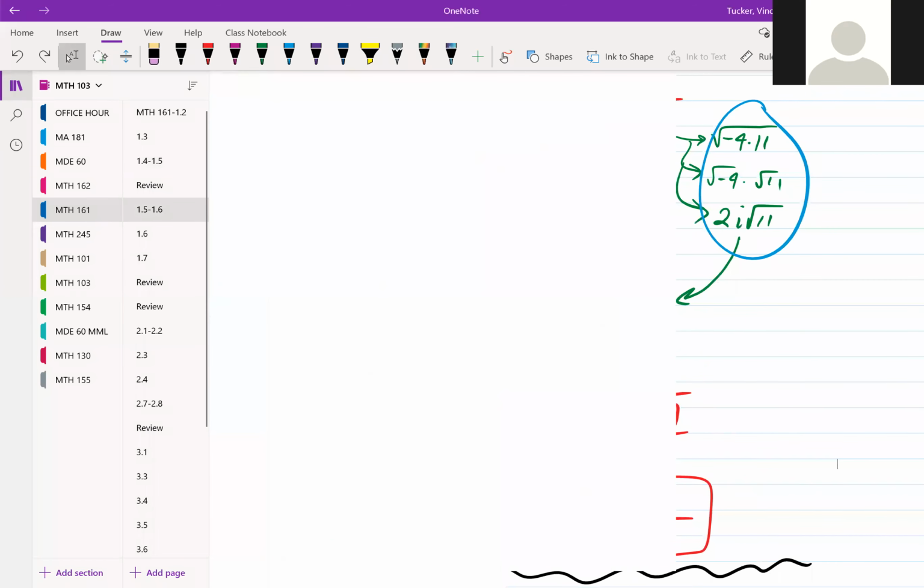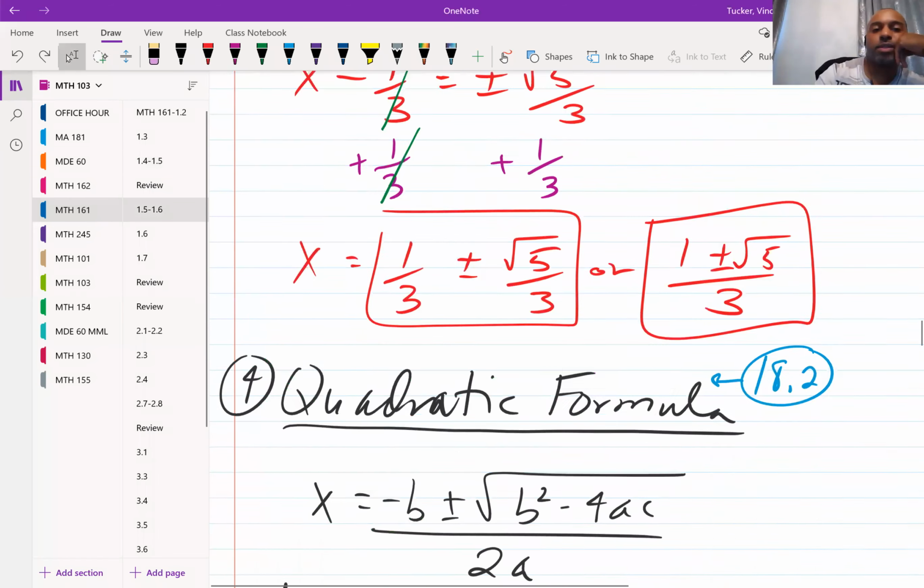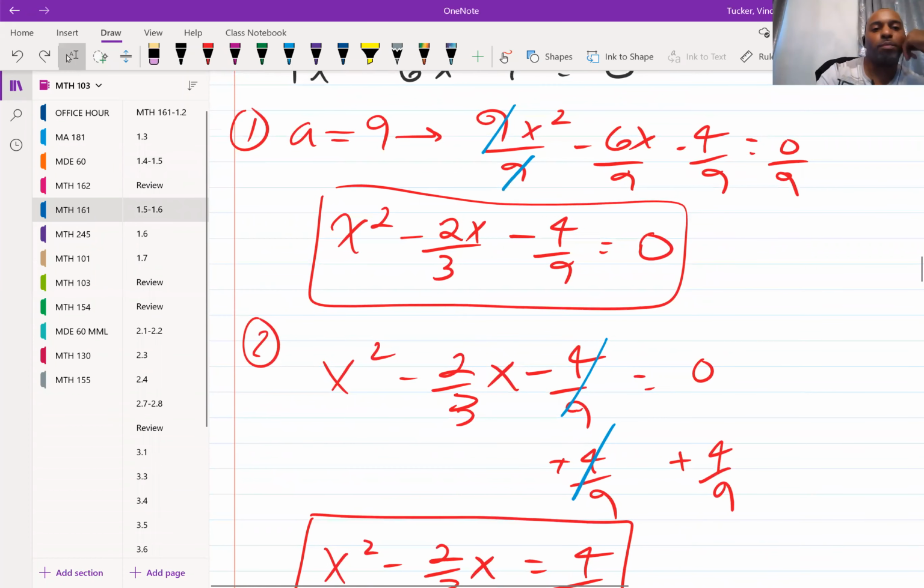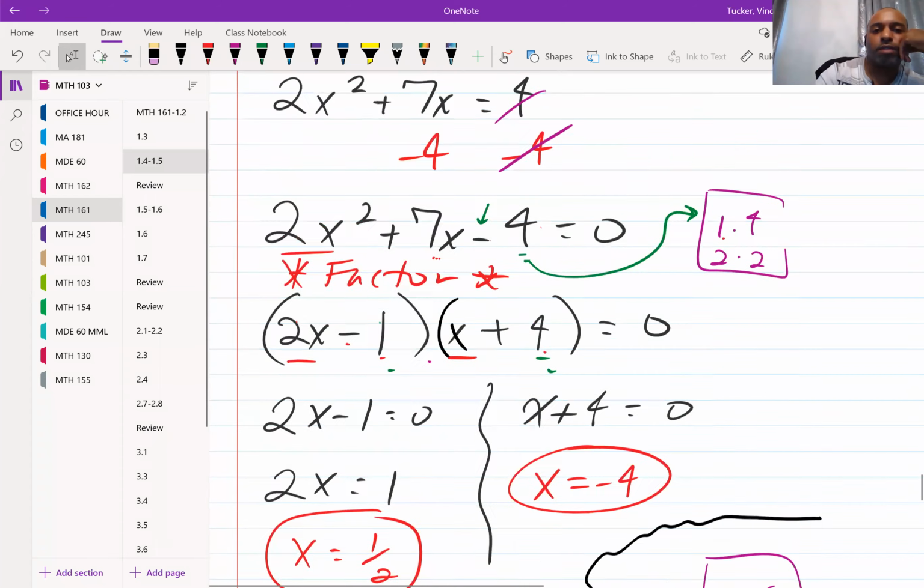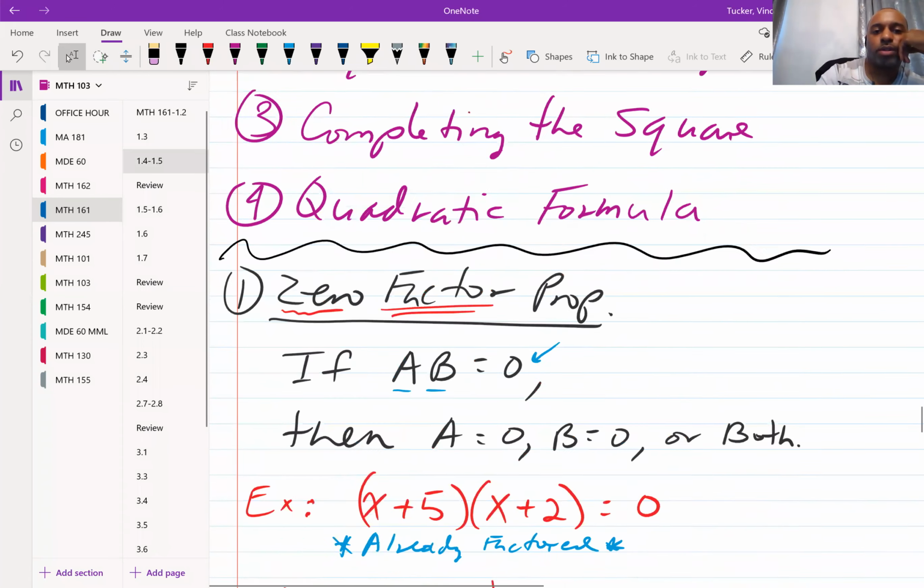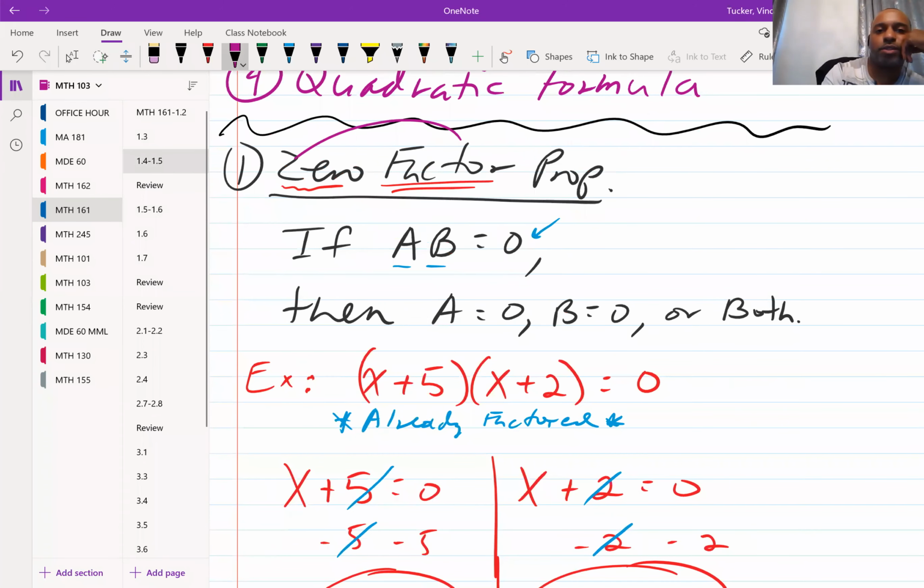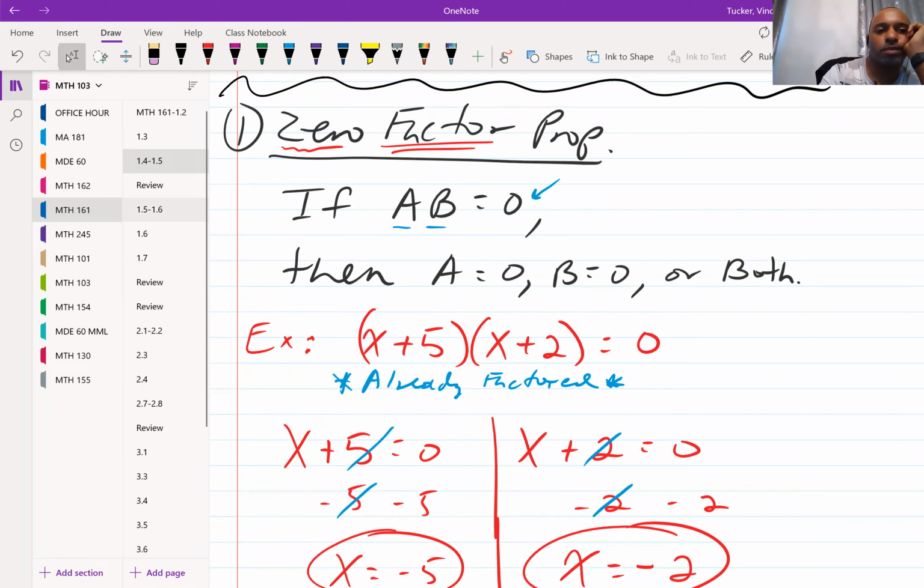Is this just a factoring review? No, this was homework. We're in 1.5, and one of the methods that we're covering is solving by the zero factor property. So you're using factoring to solve quadratic equations. Okay.